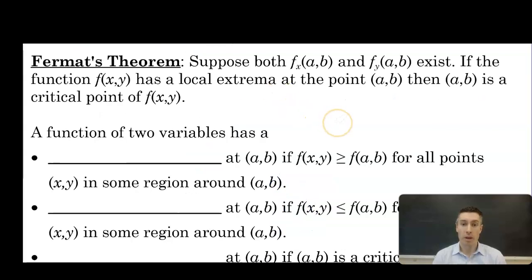Now, Fermat's theorem helps us here. Suppose both the first order partial with respect to x at the point (a, b) and the first order partial with respect to y at (a, b) exist. So we have first order partials that exist at the point (a, b). If the function f of x, y has a local extremum at the point (a, b), then (a, b) is a critical point of the function. It might not seem as important upon the first read-through, but this theorem is important in telling us whatever critical points we find, those are the only possibilities for our local extrema or saddle points. We don't have to look elsewhere, which saves us a lot of effort.